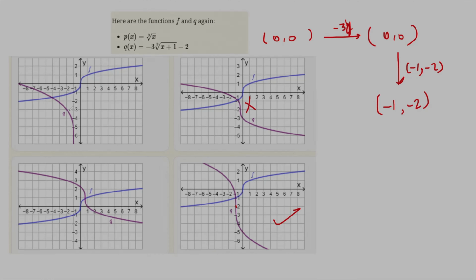This one doesn't have this center, so it's also not. This center is okay. Now let's check for one more point. Let's take 1, 1. 1, 1 is on the parent function. If I vertically stretch it by 3 times, it will become 1, -3. Now again, if I move it 1 to the left, 1 will become 0 and -3 becomes -5. So 0, -5 should also be on the graph. See here, 0, -5 is in the graph. That means this is the solution.